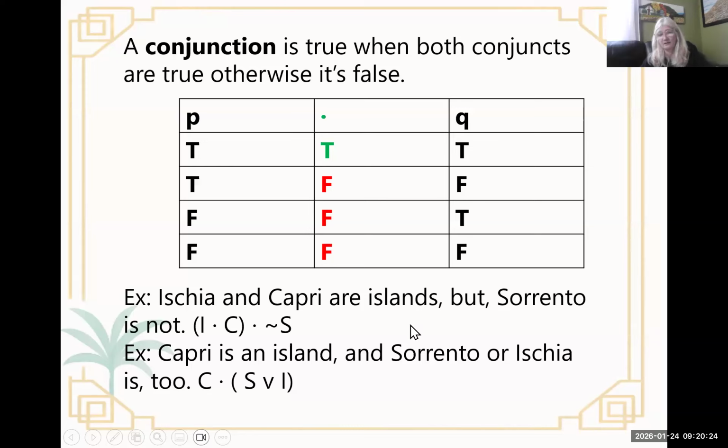We know that the and should be placed where the but is because of the placement of the comma. Next is Capri is an island, and Sorrento or Ischia is too. So in this case, we got C and begin parentheses, S or I in parentheses. And again, it's a placement of the comma. And for this one, you've got Sorrento or Ischia together in the subject of the sentence.